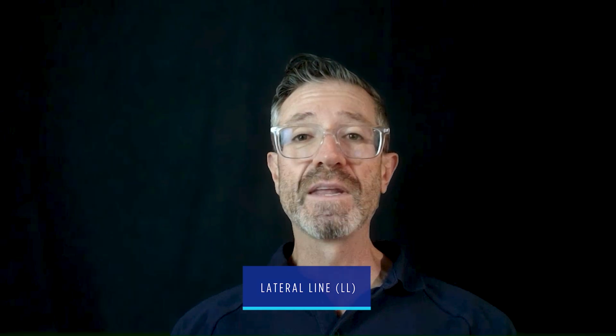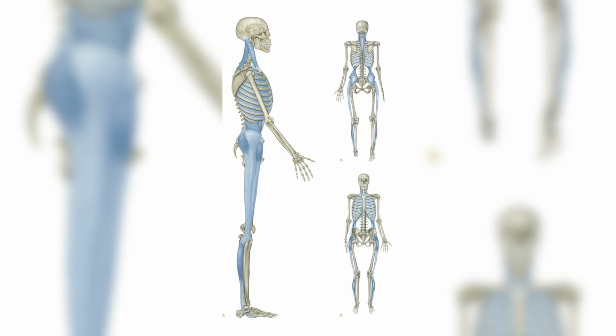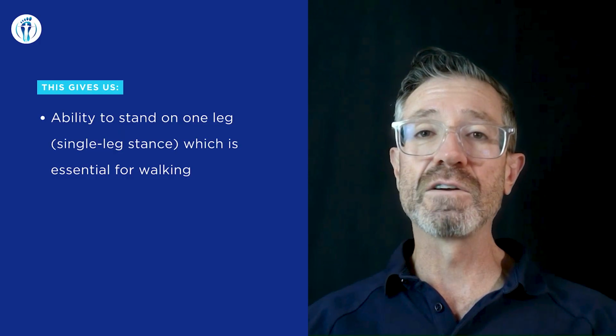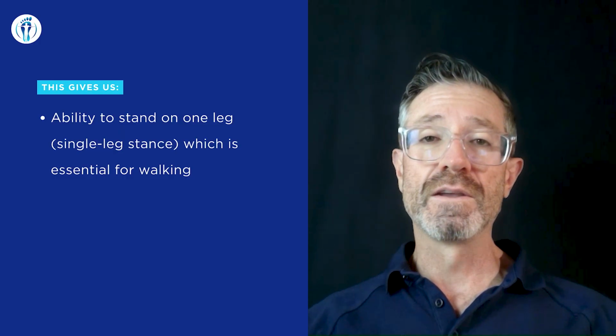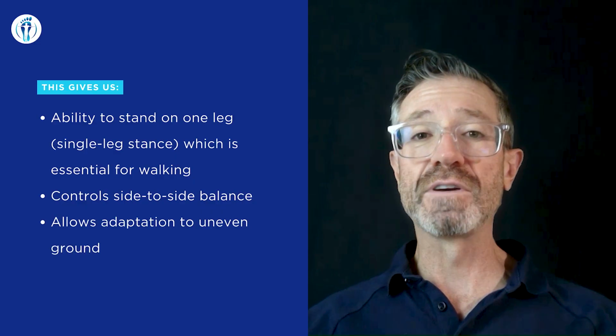The heel foot, on the other hand, ties into the lateral line, giving us adaptability, balance, and shock absorption. Myofascially, it transfers force up the chain through the peroneus longus and brevis, the IT band, the lateral hip stabilizers, primarily glute medius, and the obliques and intercostals. What the lateral line gives us is the ability to stand on one leg, or single leg stance as it's called, which is essential for walking. It controls side-to-side balance. It allows adaptation to uneven ground.